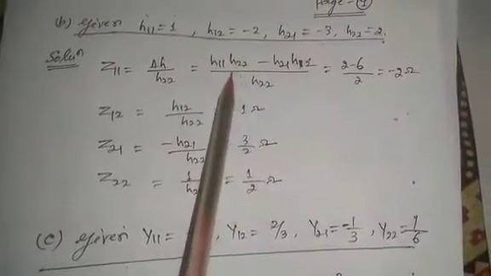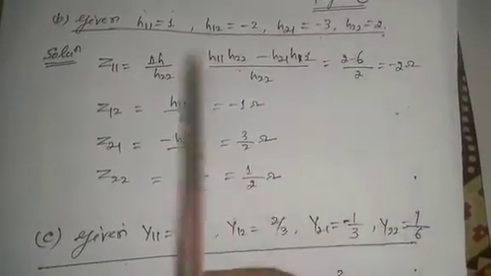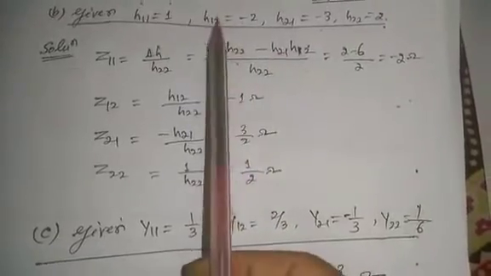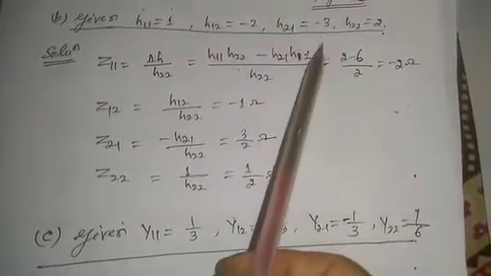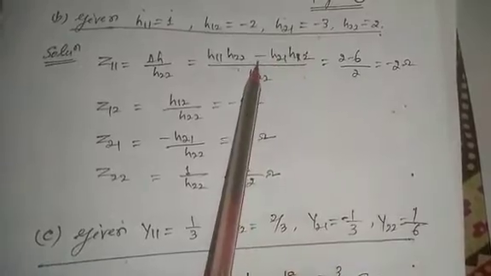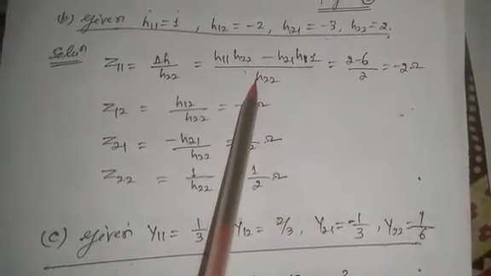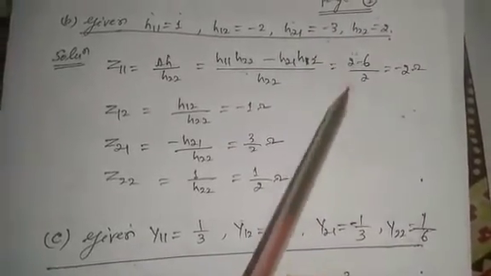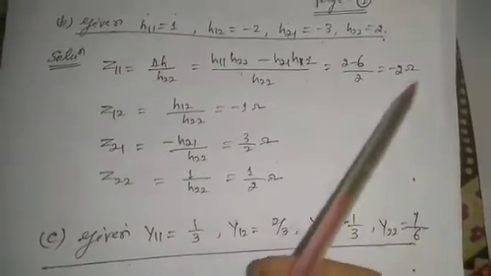The value of h11 is 1 and the value of h22 is 2, so 1 into 2 is 2. Then minus h12 into h21, that is -2 into -3, which is plus 6, and with the minus sign present it is -6. Divided by h22, which is equal to 2. Then 2 minus 6 divided by 2 gives -2 ohm.